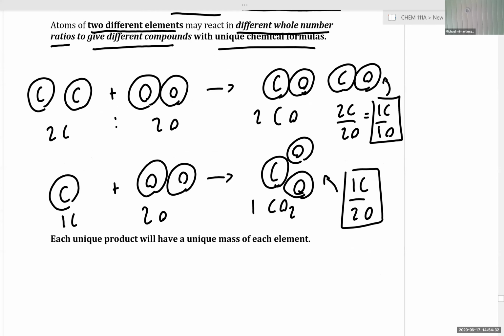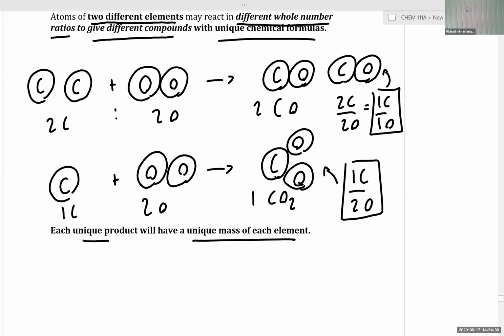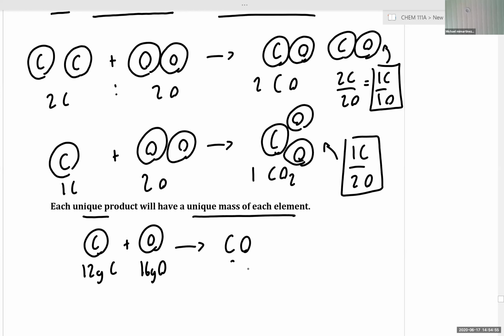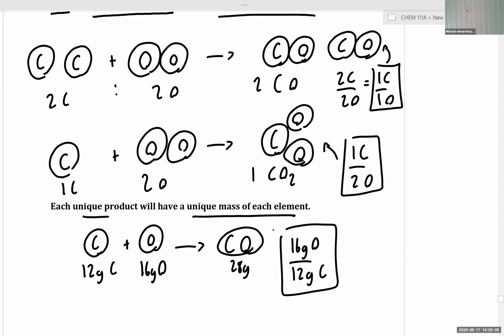So then, each product will also have a unique mass of each element. For example, to make carbon monoxide, it requires 12 grams of carbon and 16 grams of oxygen to make 28 grams of carbon monoxide. In other words, in carbon monoxide, there are 16 grams of oxygen for every 12 grams of carbon. This mass ratio is unique for this chemical formula.